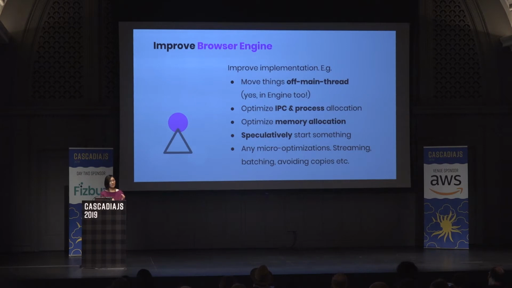So for example, some of the talks yesterday covered that moving things off the main thread makes it faster. And we actually do the same thing in the browser engine. We also try to optimize IPC and how we allocate processes, because today browsers are multi-process. We also try to optimize memory allocation, and we try to predict what the next user action will be, and speculatively start something, or, for example, fetch something beforehand. It makes things faster, but it's often not enough to drastically change something.